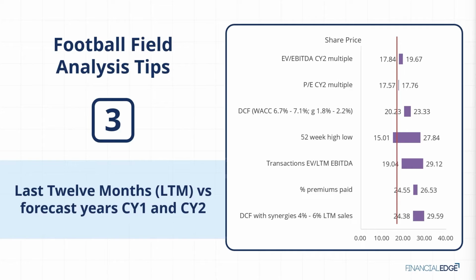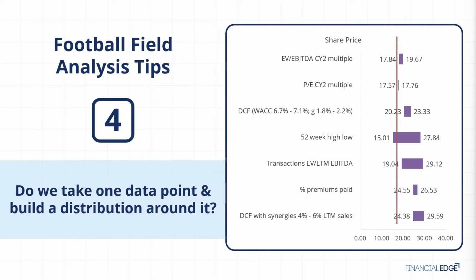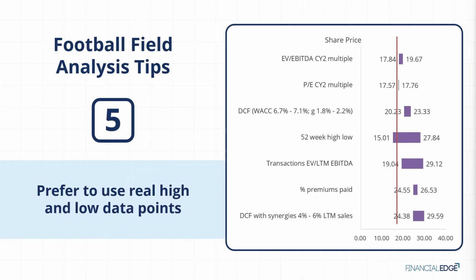Next, when creating the horizontal value bar, do we take one data point and build a distribution around it? Ideally not. While it can be handy to find an average valuation or a median valuation, and then build a horizontal bar that is 5% less than or greater than the average, it isn't based in reality. A client could reasonably ask, why didn't you go 6% either side of the average or 4% either side? Instead, we prefer to use real high and low data points.